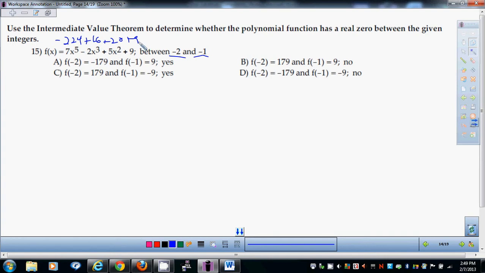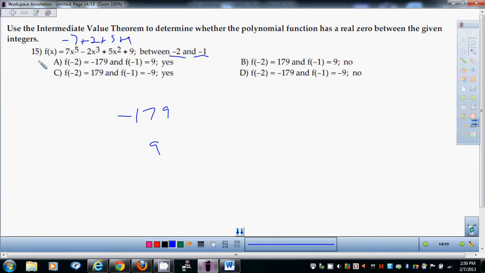And for f of negative 1, when you plug it in, you're going to get negative 7 plus 2 plus 5 plus 9. That's positive 9. So is there a sign change? Yes, there is. Negative 179 and positive 9 means the answer has to be A. There is a sign change, and the numbers you did get were negative 179 and positive 9.